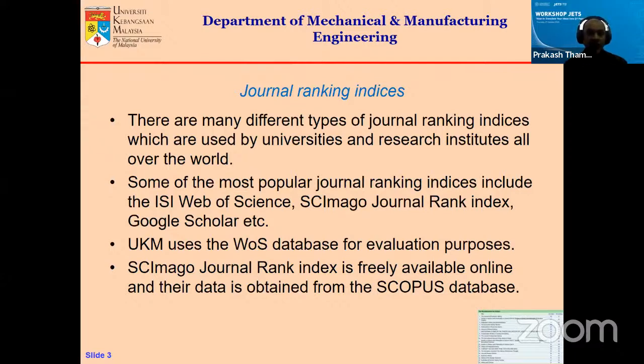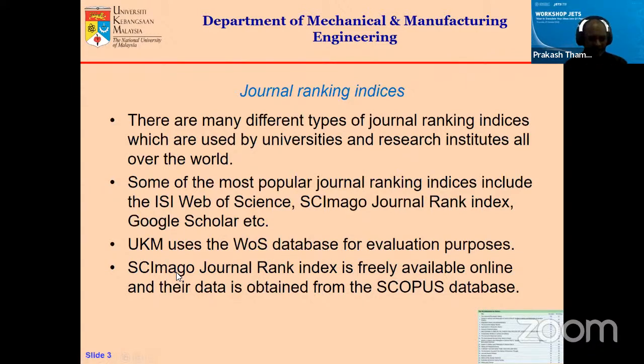Okay, so in UKM, in our university, we use the Web of Science database for evaluation purposes. Because we want to be as stringent as possible, that is our preferred database for journal ranking indices. The only downside for Web of Science is you have to subscribe to it.